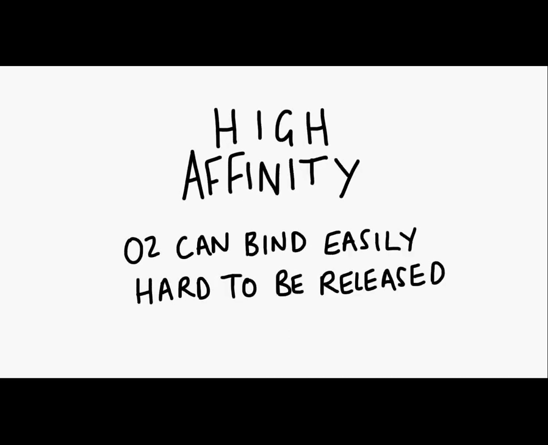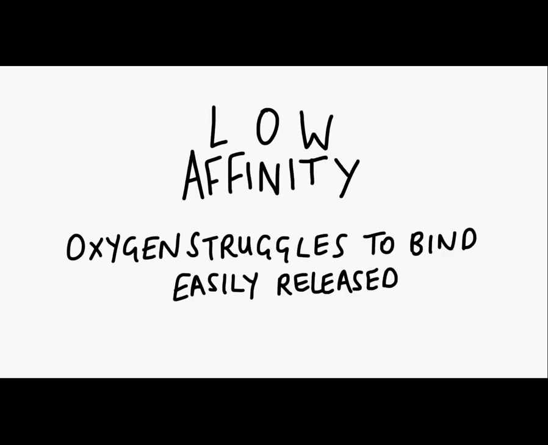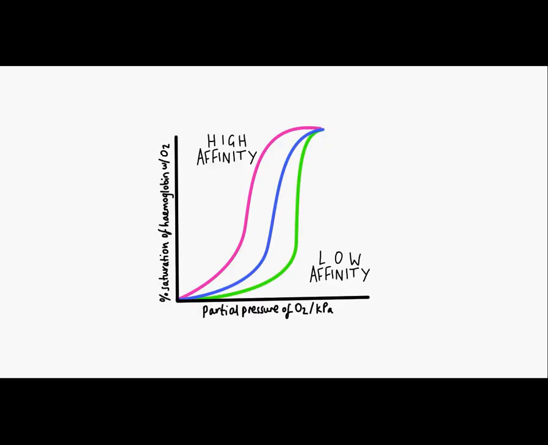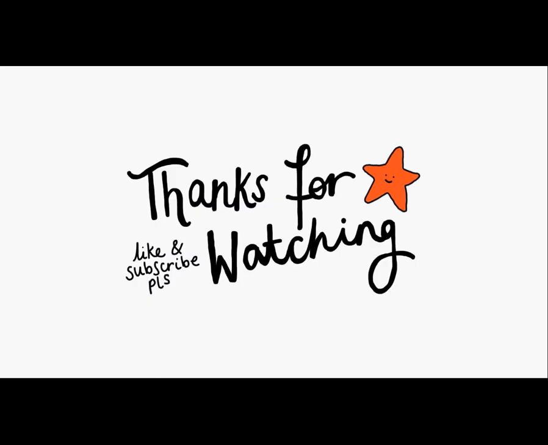So, to summarise, high affinity, oxygen binds easily and is difficult to release. Dissociation curve shifts to the left. Low affinity, oxygen is difficult to bind but easy to release. Dissociation curve shifts to the right. Hemoglobin has a low affinity for oxygen when it meets CO2. And that's it. Thanks for watching.